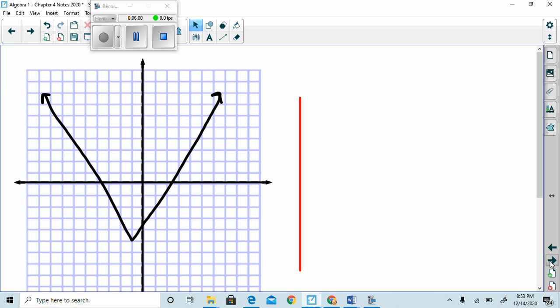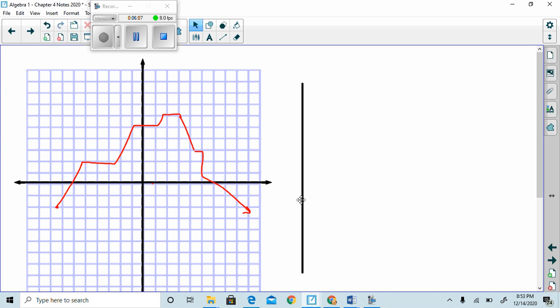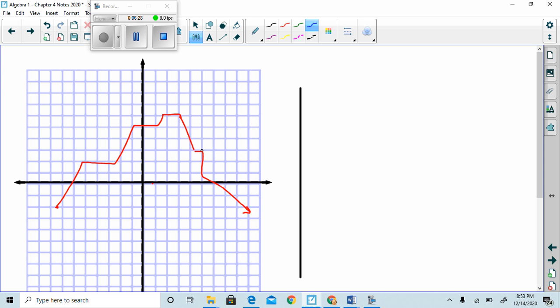Let's look at a second graph. In my next graph, if I were to do a vertical line test, and I have a line here already, I'm going to be scrolling along and it looks like there's only one point on each vertical line until I get to this part here. When I get here, and I'll change the color so you can see, I'm noticing that there are several points on this same vertical line.